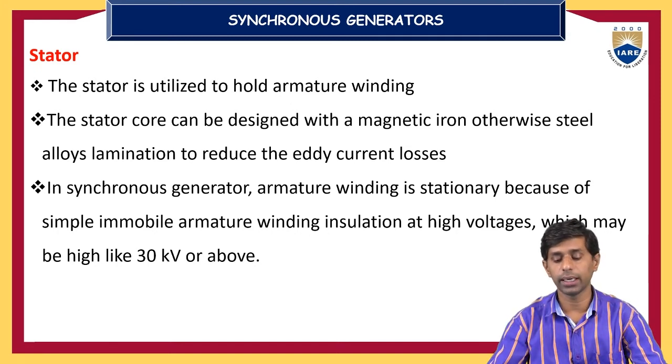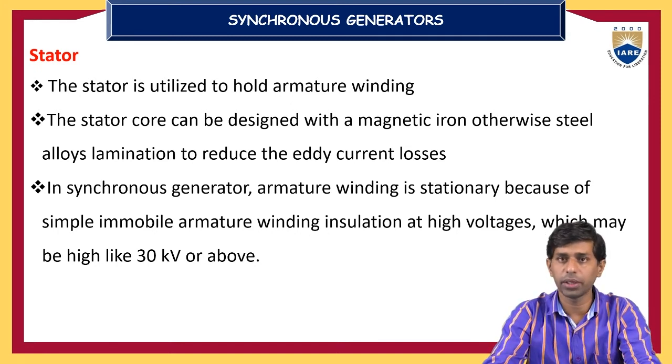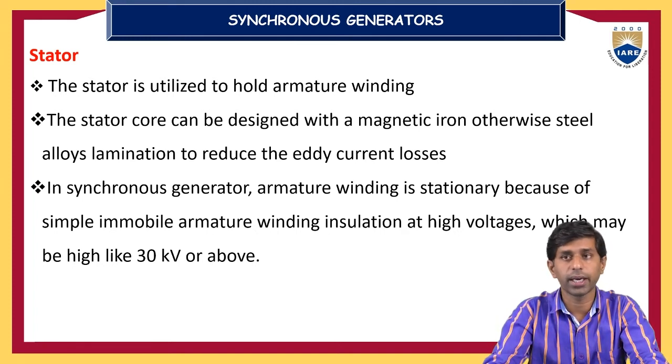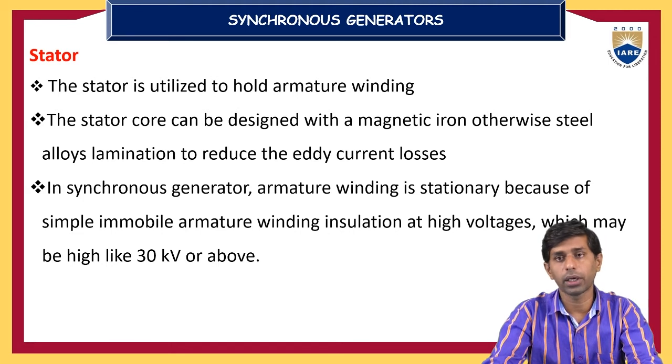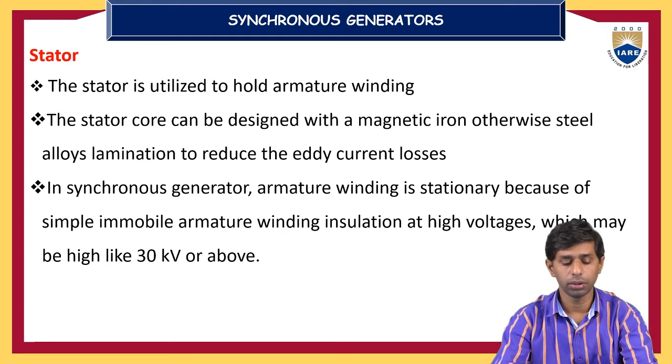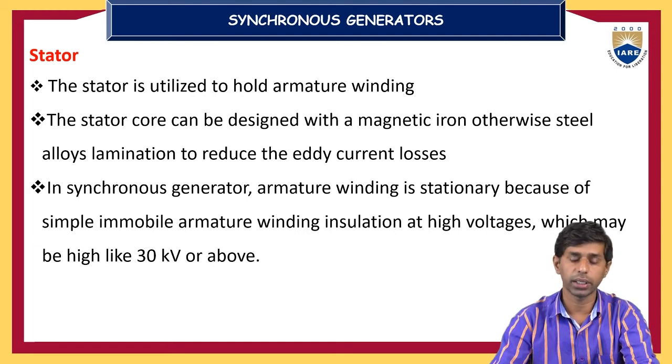The stator can be designed with a magnetic iron, otherwise the steel laminations we generally know. The stator can be designed with magnetic iron, otherwise steel alloy laminations, to reduce eddy current losses. And we know how we can effectively reduce the eddy current losses by properly laminating the core of a stator. Generally, in a synchronous generator, the armature winding is stationary because of the simple, immovable armature winding insulation at high voltage, which may be 30 kV and above.